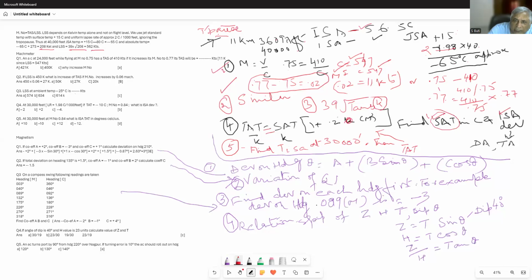And once you know the ISA deviation, he could further ask you to give the density altitude or the true altitude. In both these numericals which you had done earlier, we need ISA deviation.